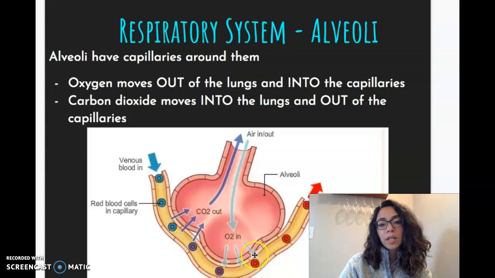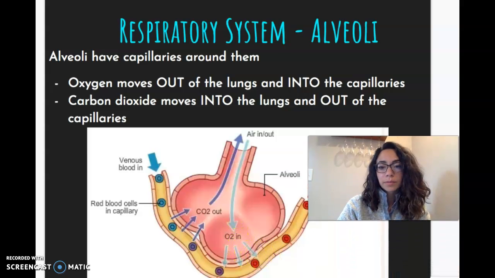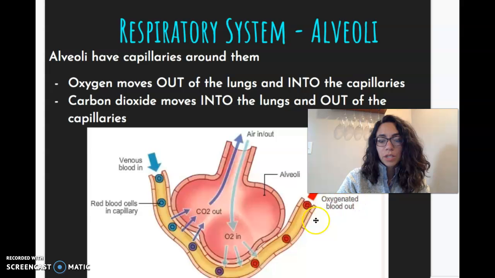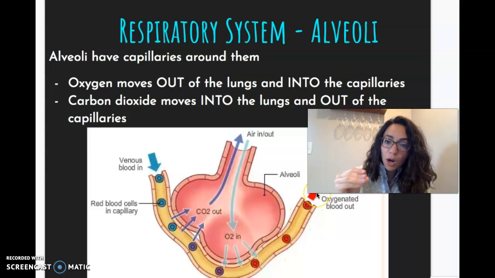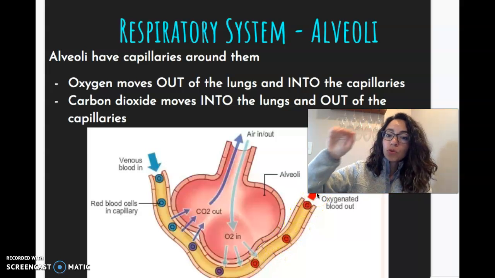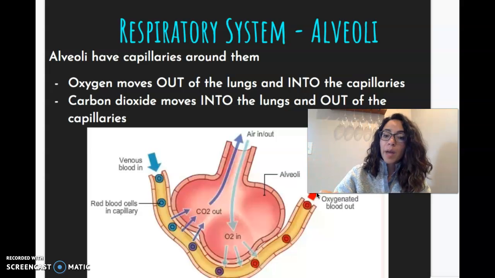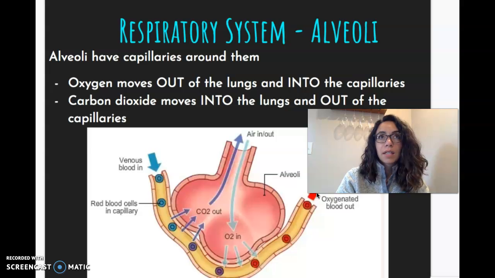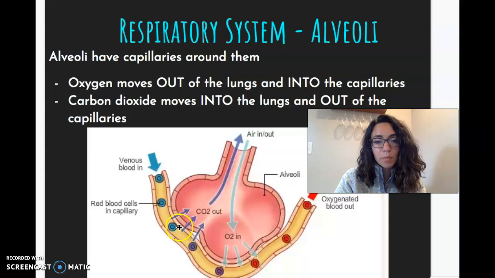So now this blood is called oxygenated. There's the word here, oxygenated, because it's full of oxygen, has a lot of oxygen. And the heart pumps that blood to the body cells, and the body cells can use the oxygen to make energy, and then the cells release carbon dioxide. So the carbon dioxide comes back into the blood, and that carbon dioxide moves into the alveoli and we breathe it out.